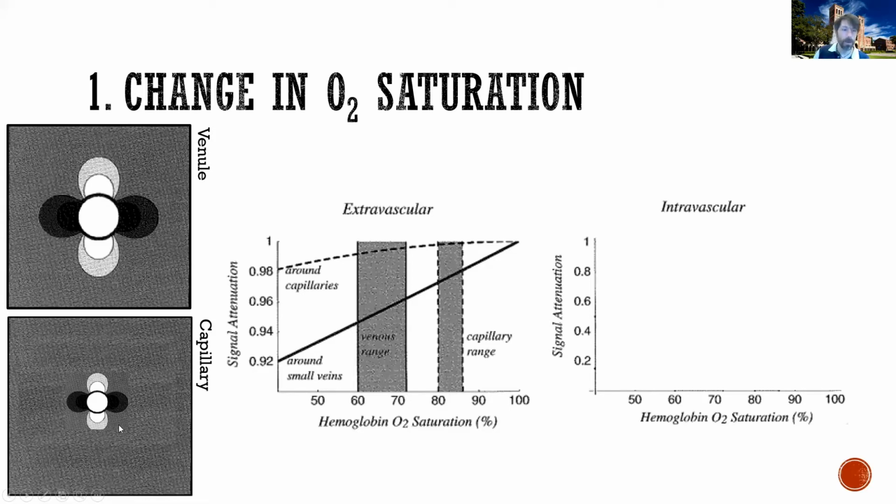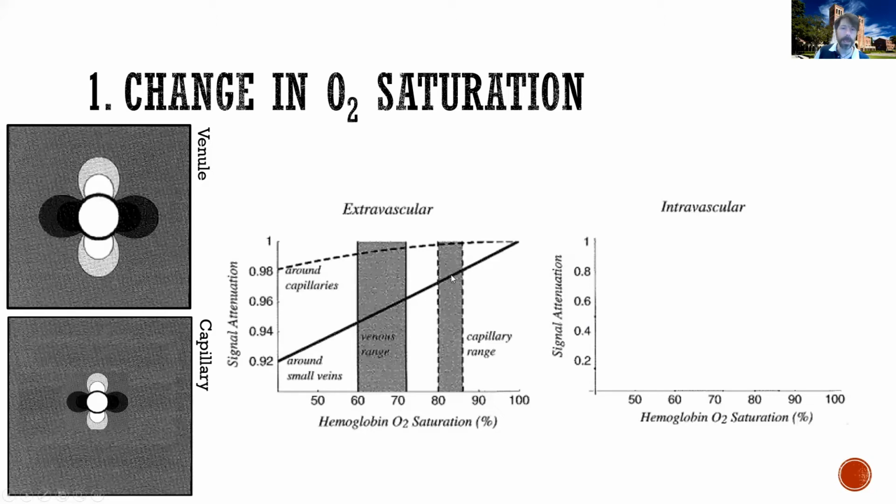Now, these two conditions, obviously there is deoxygenated hemoglobin, right? And that's why the field is not smooth and you see this warping here and around the capillary. So inside both blood vessels, here and here, there is some deoxyhemoglobin.